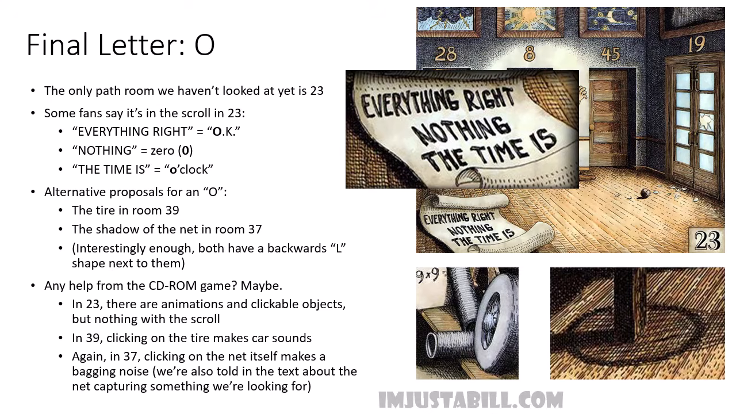Now, some other fans have proposed other ways of finding O along the shortest path. In room 39, there's a tire in the corner. Some people have speculated that that is like a letter O. I think the shadow of the net in room 37, that makes a clear circle on the ground. So maybe that could be O. Interestingly enough, I didn't notice this myself till I put the pictures side by side. It looks like there's some similarities there with the tire with those threaded pipes next to it, and then the circle shadow of the net and the table legs and the table leg shadow kind of pointing in the same direction. Could just be a pure coincidence.